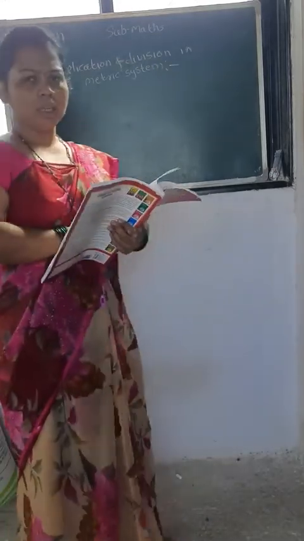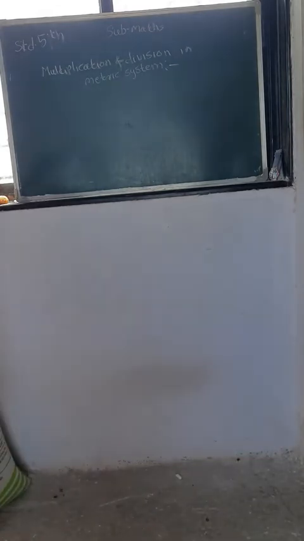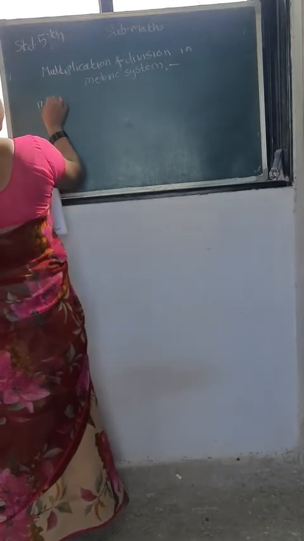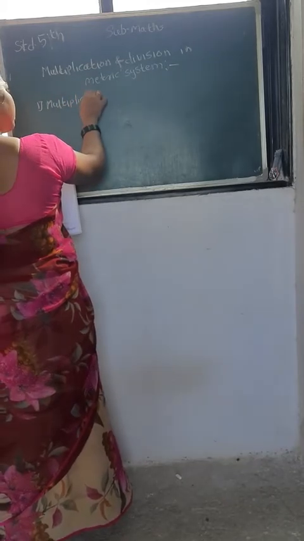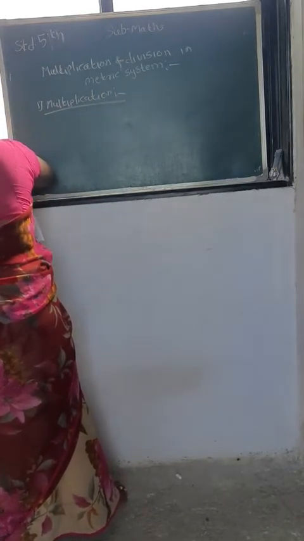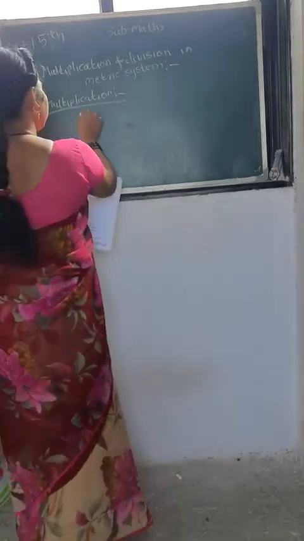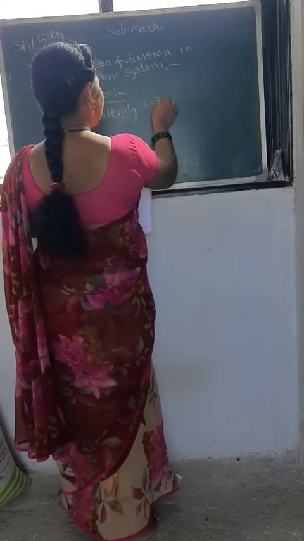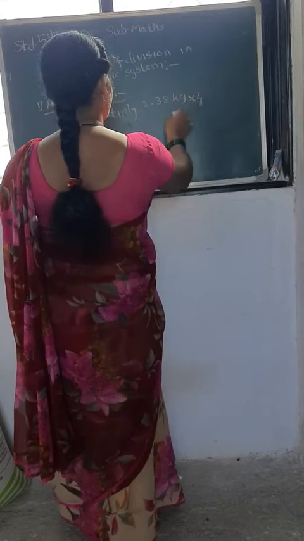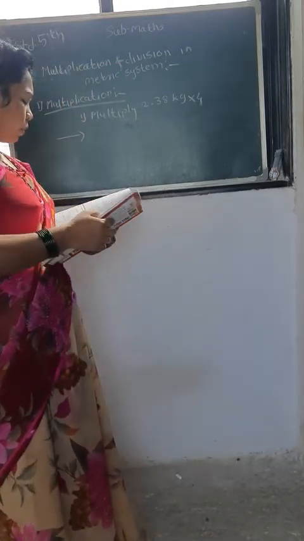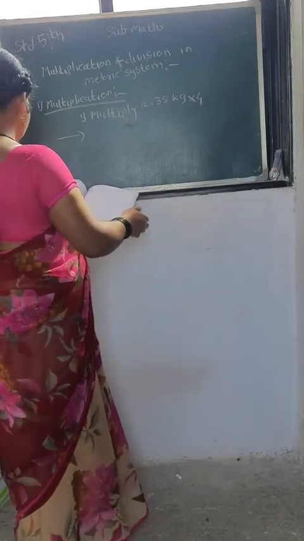Multiplication and division in the metric system will be done as ordinary multiplication and division. First of all, multiplication. Example first: multiply 2.38 kg into 4. We see one example of multiplication. Multiply 2.38 kg into 4.